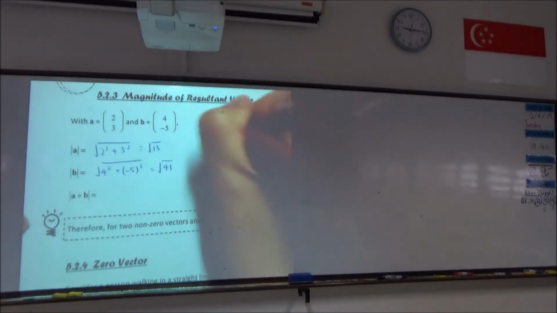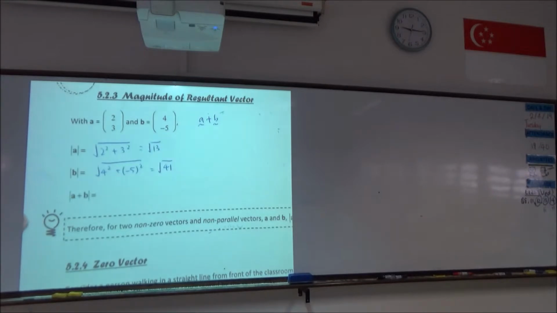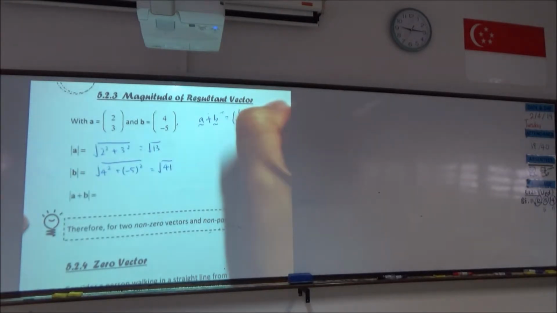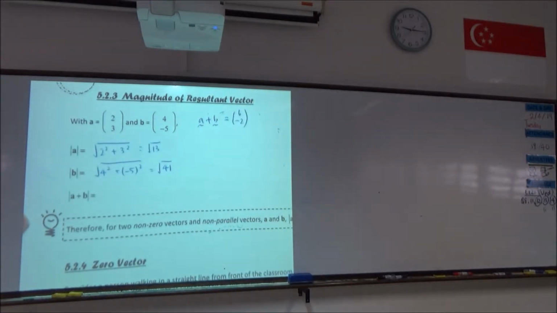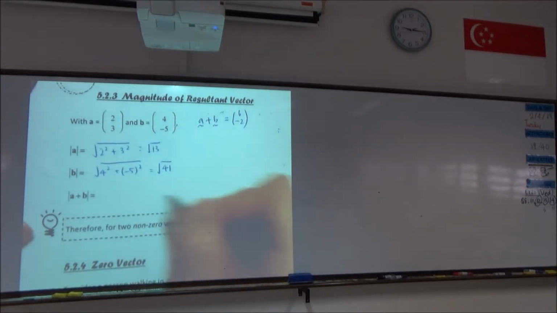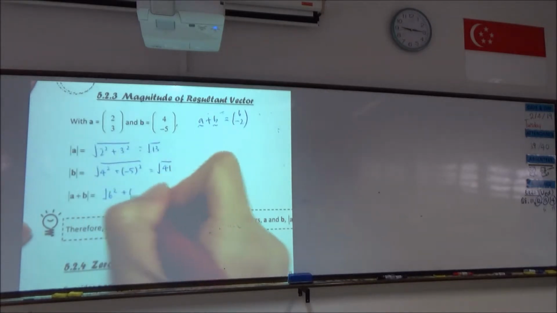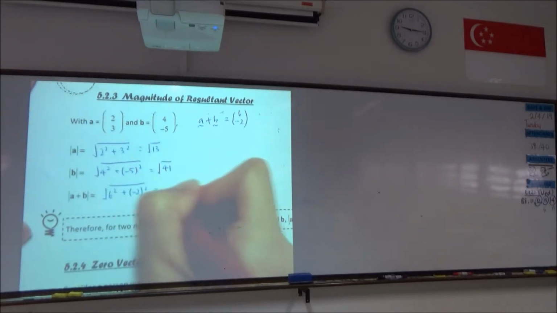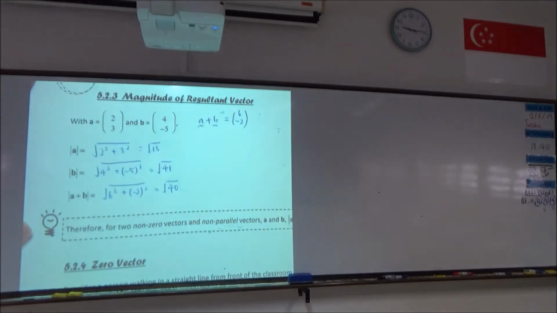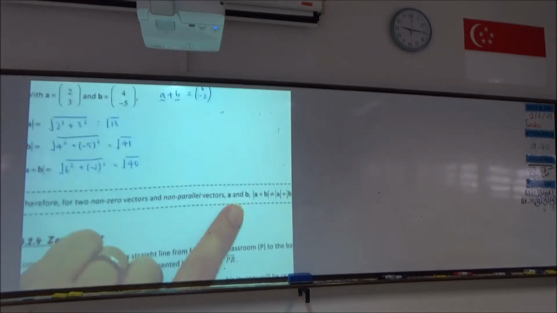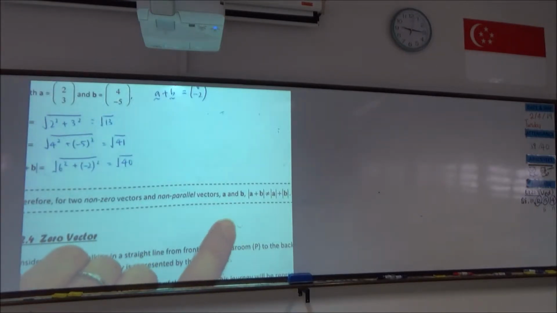So earlier, we would have found that the resultant vector A plus B would give us 6 and negative 2. So therefore, finding the magnitude of the resultant vector A plus B, upon computation, will give us square root 40. So clearly in this case, if I were to add up the magnitudes separately of A and B, it does not give us the magnitude of A plus B. This is a consistent understanding of our modulus that we have learned in A-Math.